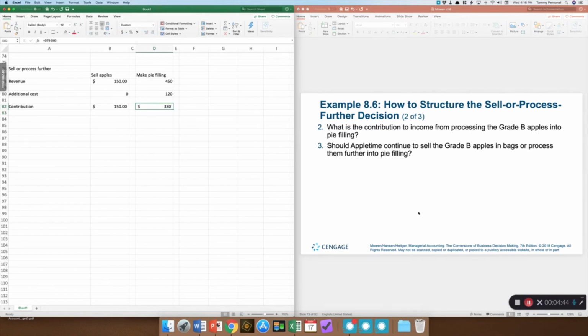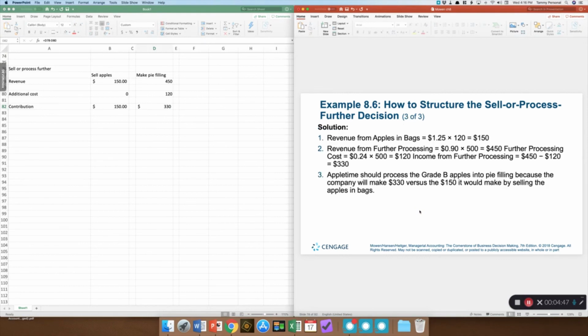So let's take a look and make sure I got it right. There it is. They should process the grade B apples into pie filling because the company will make $330 versus the $150 it would make by selling the apples in bags. So that's how you structure a sell or process further decision.